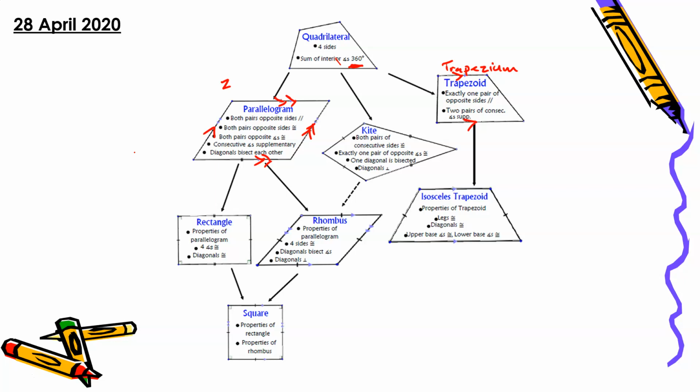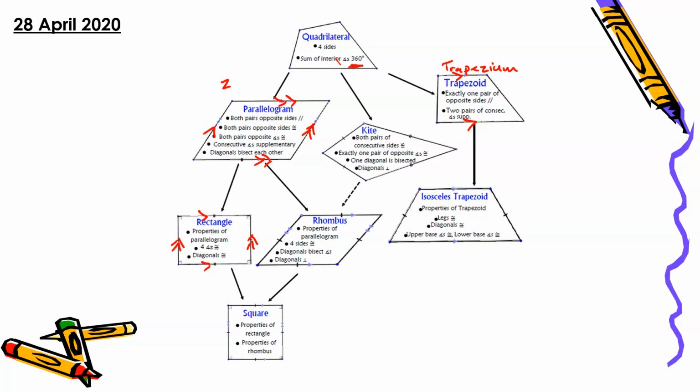Now from a parallelogram, you can branch off into a rectangle, which we don't talk about too much, but a rectangle has two pairs of parallel sides. The other thing about a rectangle is that there are two lines of symmetry, whereas a parallelogram only has one line of symmetry through the middle there. So all these different features come together in deciding what they are.